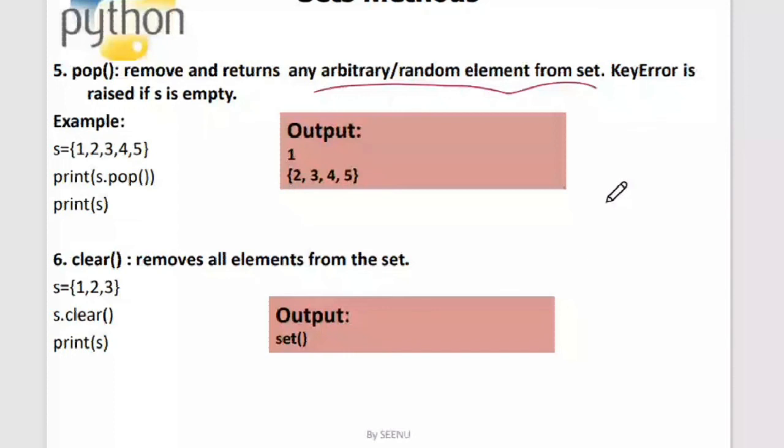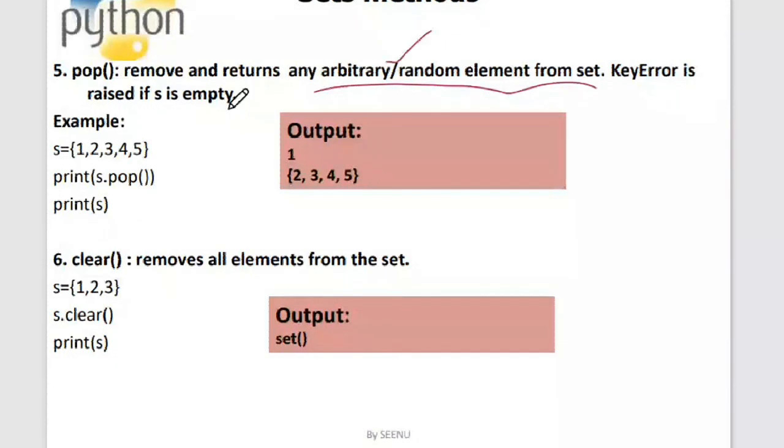Now here, because there is no particular ordering of the elements, a set is unordered, so you cannot follow the indexing and all that. So what it will do is just remove any random element from the set. The key error is raised if S is empty. If S is empty and you try to apply pop on this empty set, a key error will be raised.